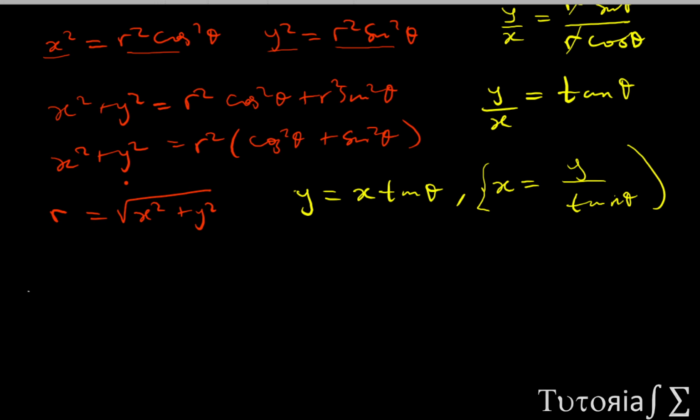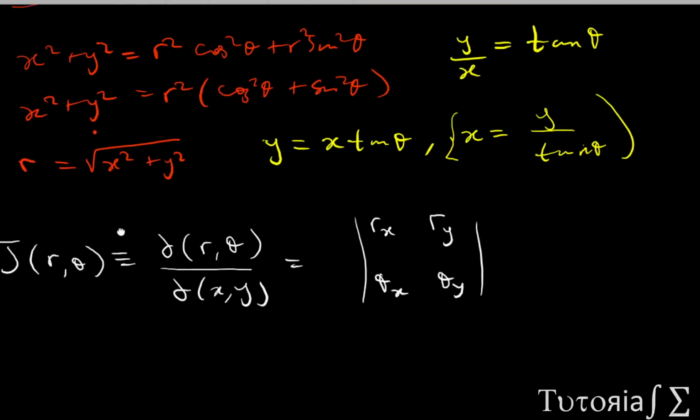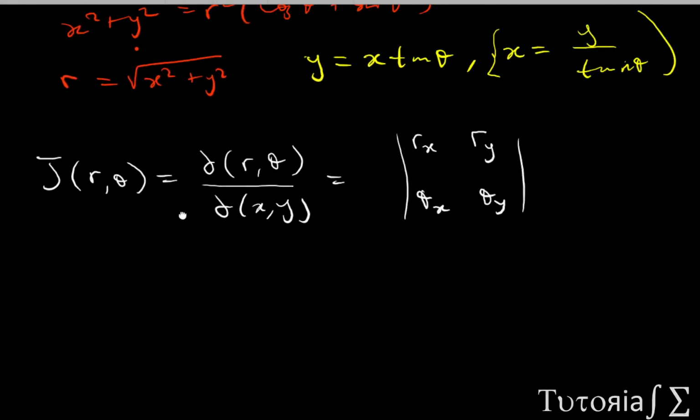So now the Jacobian of r and theta, which we said is r theta with respect to x and y, is equal to r with respect to x, r with respect to y, theta with respect to x, theta with respect to y. I'll show you a simple method of doing this, but I want you to know this in case you are required in the examination.